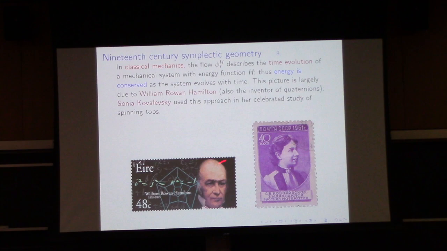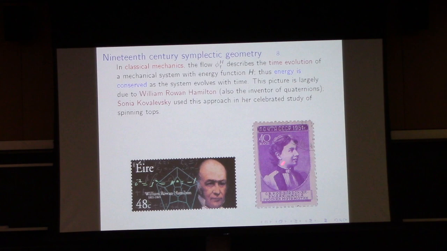So here's a postage stamp of Hamilton, who was a great Irish mathematician who invented Hamiltonians. And this stamp, actually, when I went to Ireland, I discovered there was a mathematician who was actually president of Ireland, in the Irish Republic in the Second World War. And he is the one who got the stamp made. He was very proud that he actually managed to get the stamp made. But anyway, they were very proud of him. And this is Sonia Kovalevskaya, who also had a stamp made of her. She was, of course, a great Russian mathematician. She did actually study spinning tops.